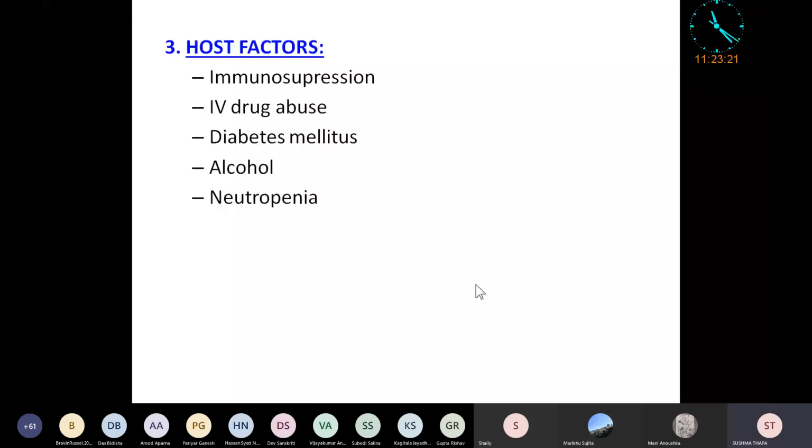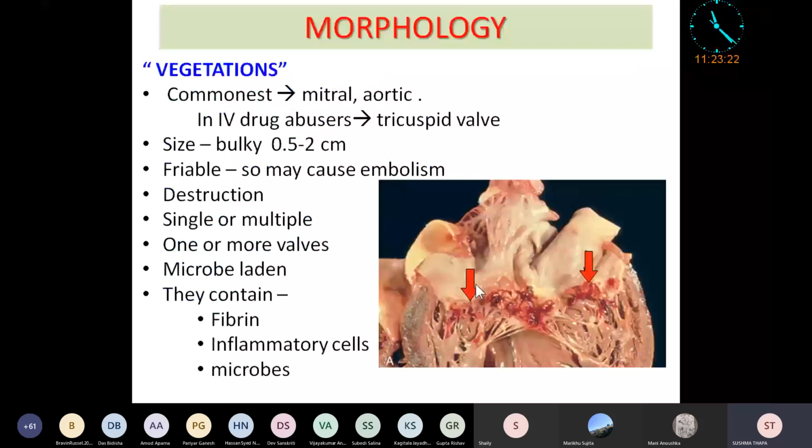Coming to the morphology, the lesion in infective endocarditis is present in the heart valves. Those lesions are known as vegetations. Now, depending upon which type of infective endocarditis it is, the size of the lesion depends upon the type.